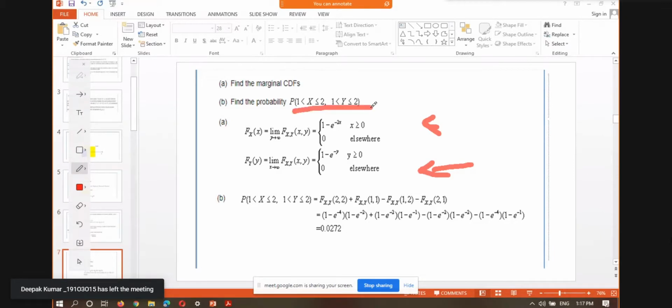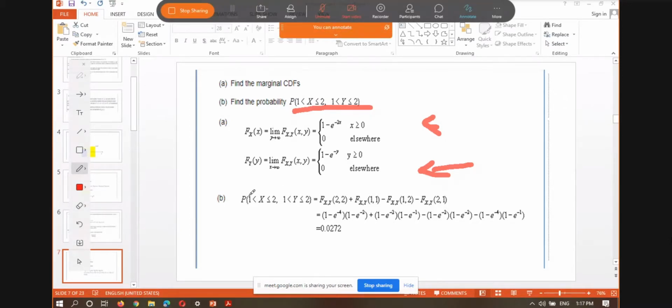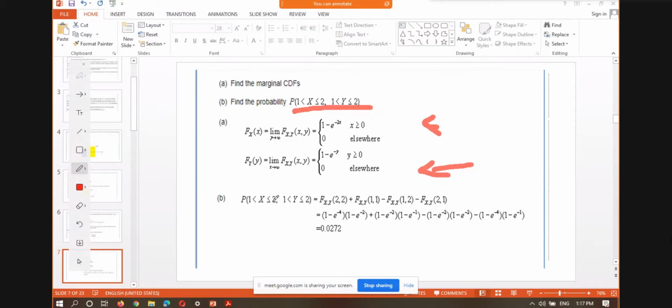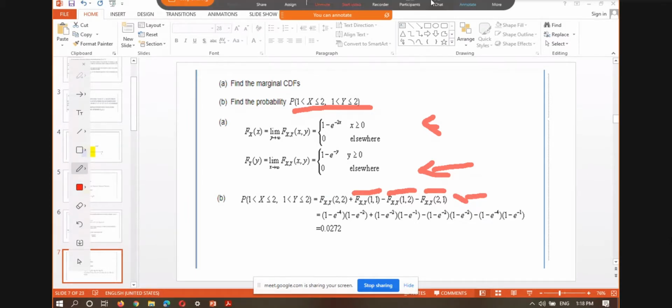Now if we want to calculate the probability that x is greater than 1 and less than or equal to 2, and y is greater than 1 and less than or equal to 2, we use the result that the probability that x1 < X ≤ x2, y1 < Y ≤ y2 is equal to the joint distribution F_XY(x2, y2) minus F_XY(x1, y2) minus F_XY(x2, y1), plus F_XY(x1, y1). Since we already know F_XY, from there we can write it like this.